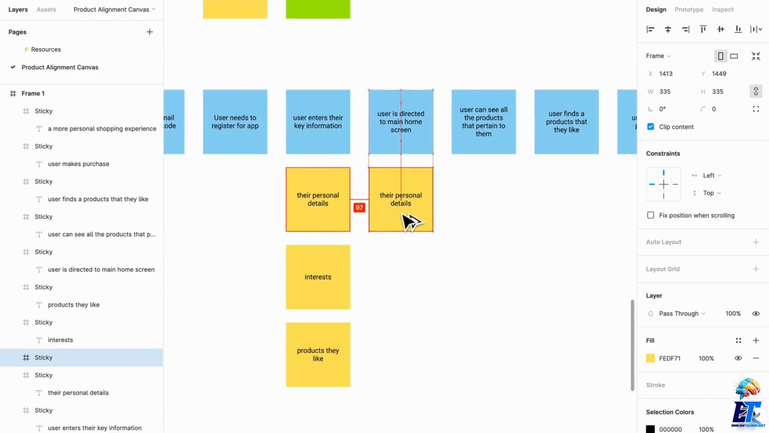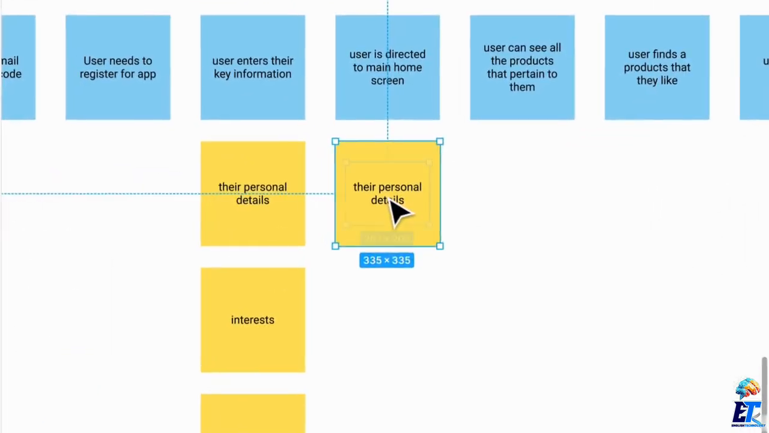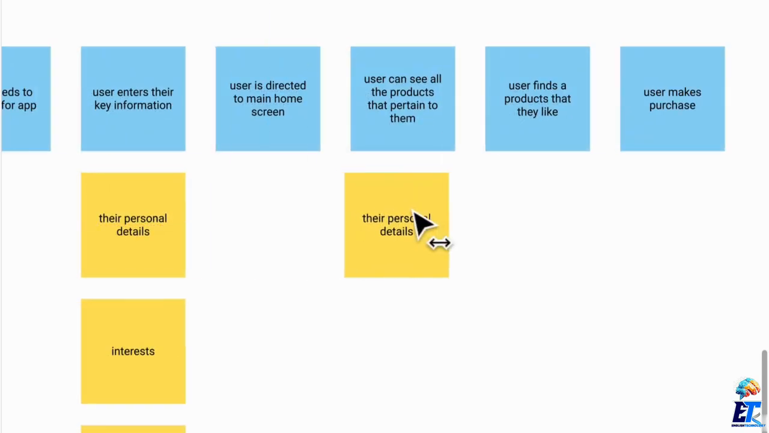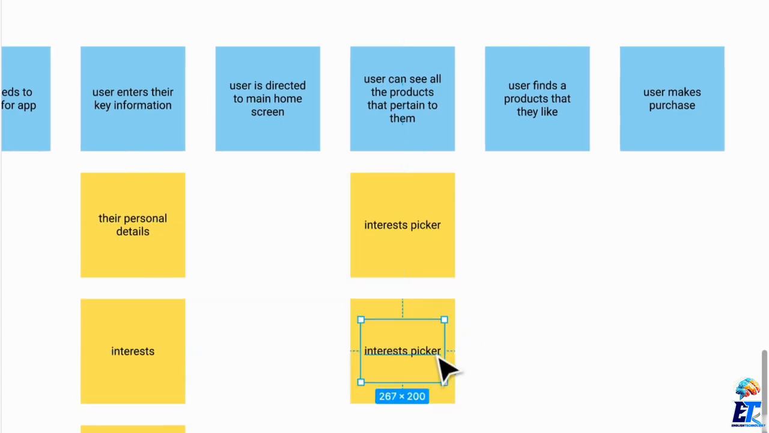What else is there? A user is directed to the main home screen. Okay, so that's fine. And so maybe they can see cards that pertain to them. That's pretty vague. So an example could be something like an interest picker. I remember we designed that, an interest picker. Maybe there are deals on products they like.